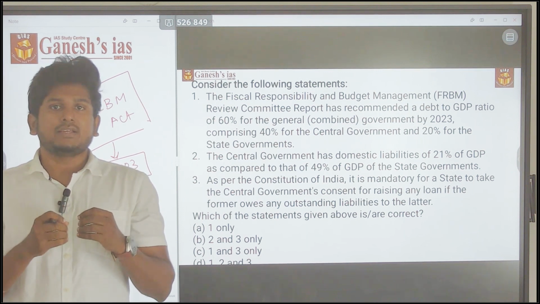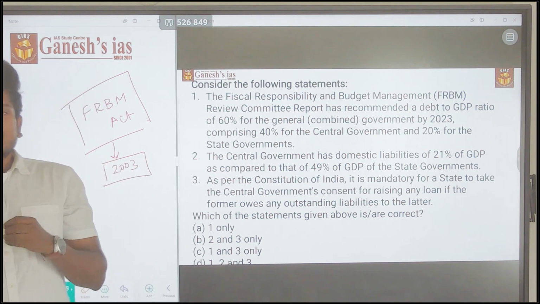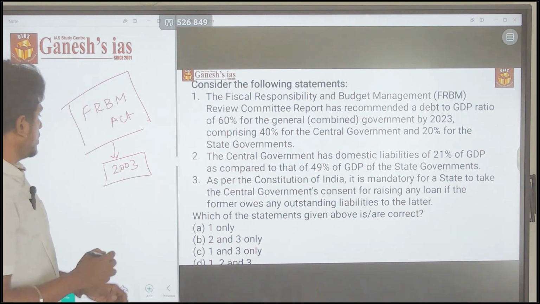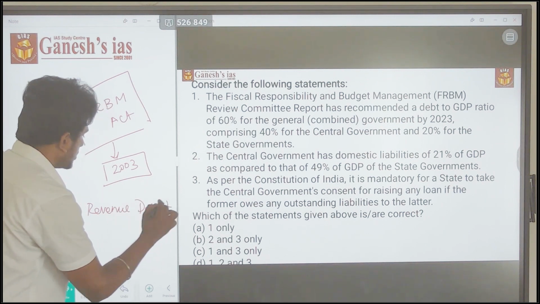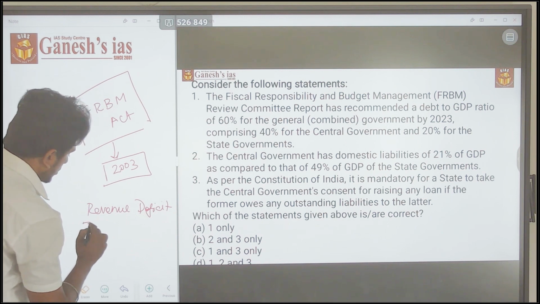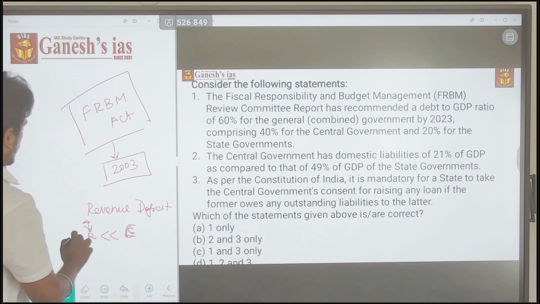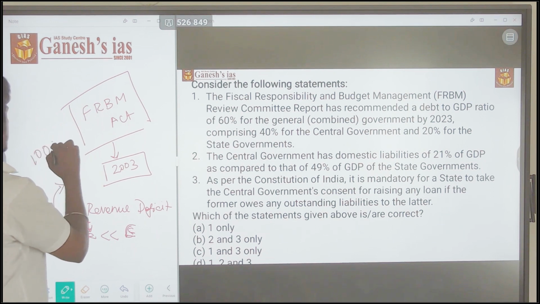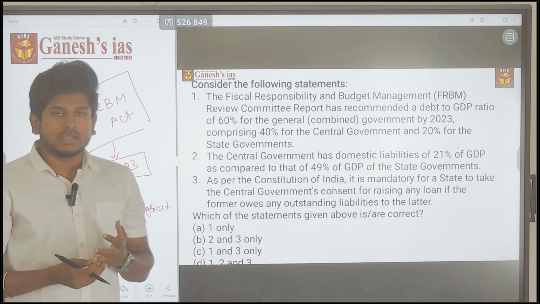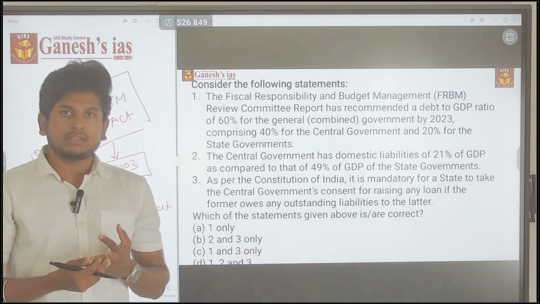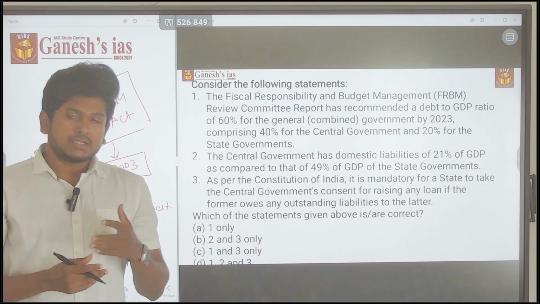But in reality you shouldn't do that. The reason is, when the government is providing a lot of freebies, it means they are actually running a revenue deficit. So what is a revenue deficit? It means the receipt is less than the expenditure. If the government is spending 1000 rupees but is only getting 500 rupees as revenue, through tax money or fines or fees, that is called a revenue deficit.